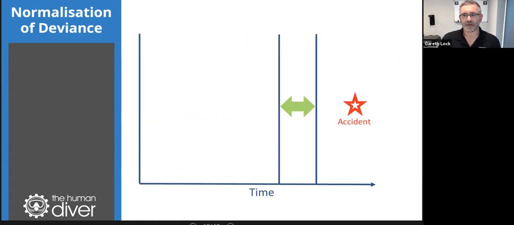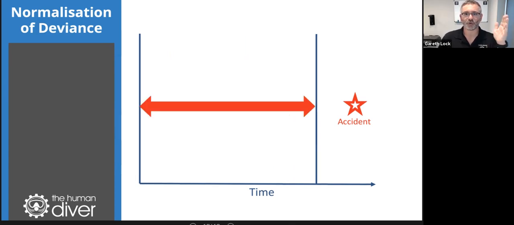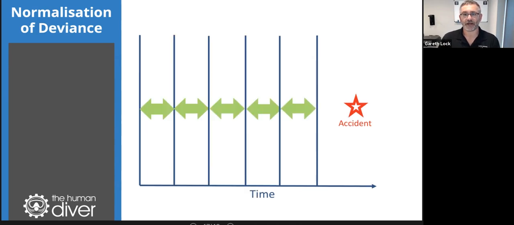And people go, how on earth could you have drifted from the rules over here to your operating state here? Because that's a huge delta. But actually, what we're doing as we're going along is we're taking little delta changes. This concept of normalization of deviance came from a book called The Challenger Launch Decision, about the Challenger loss, by Diane Vaughan. She looked at it at an organizational level. It also applies at individual levels.